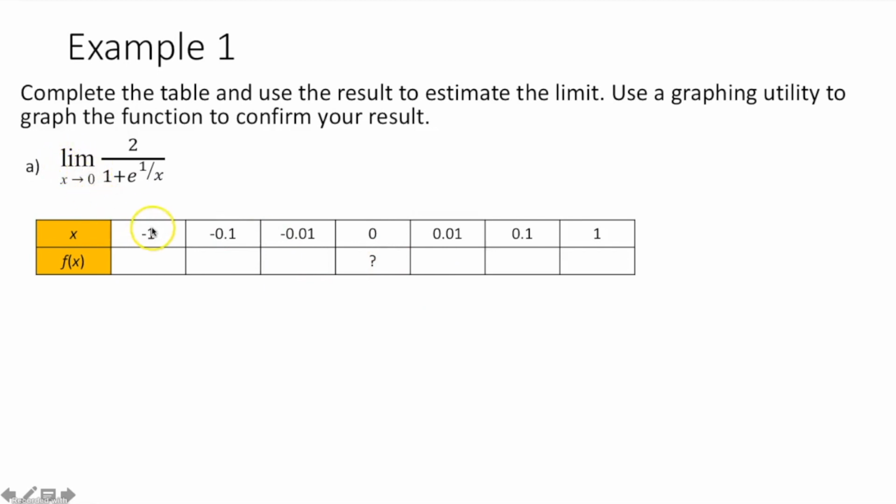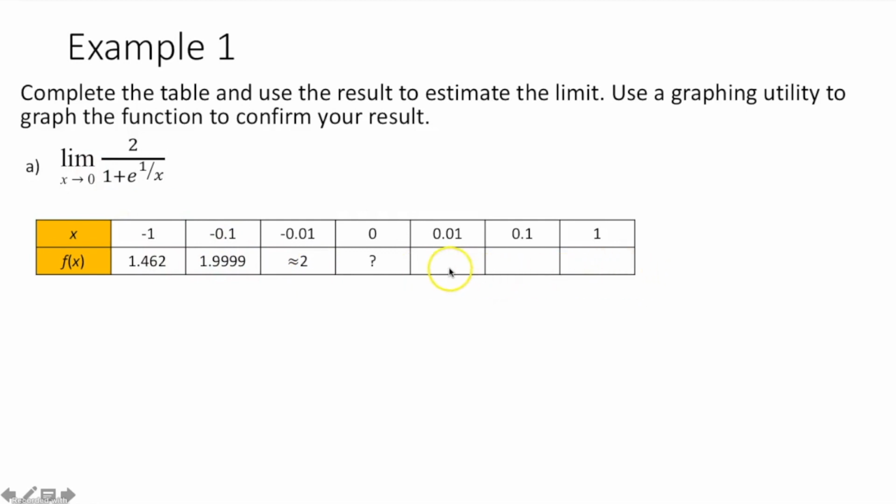So what we're going to do then is plug in negative 1 for our x here and get the y value that goes with that. We then take negative 0.1, plug it in for x here, and get the y value that goes with that. Plug in negative 0.01 for x here, and get the y value that goes with that. So we can see that from the left side, as x approaches 0 from the left, our y value is approaching 2.